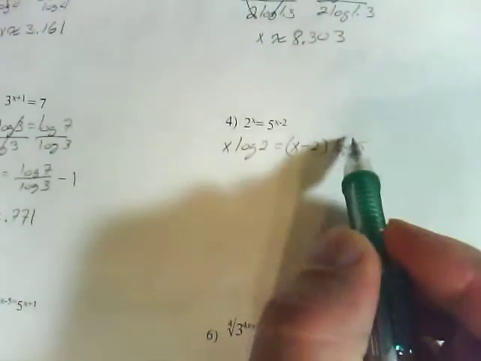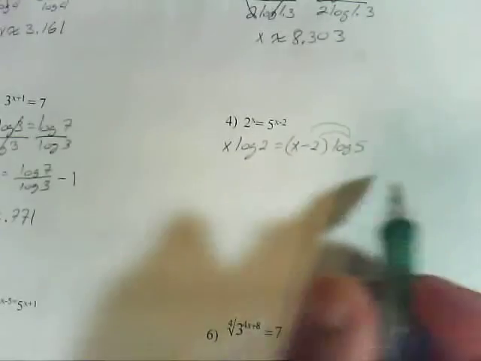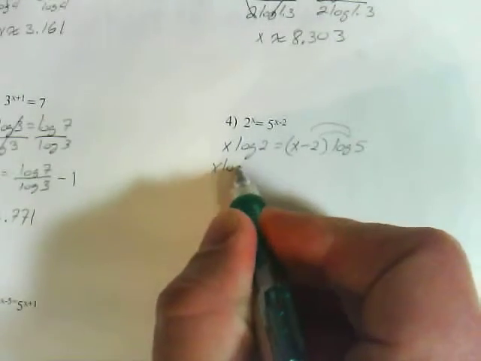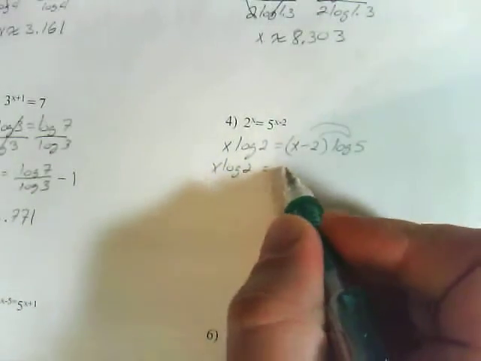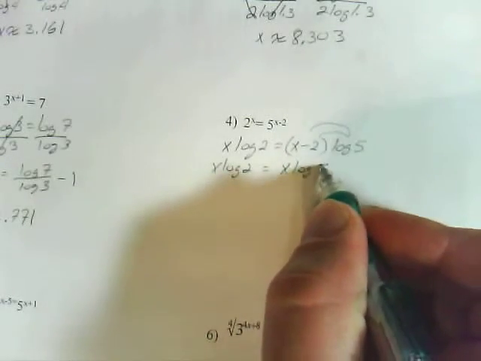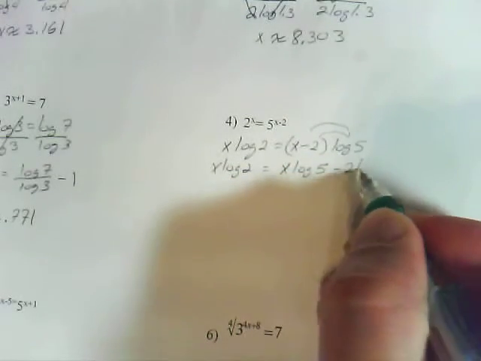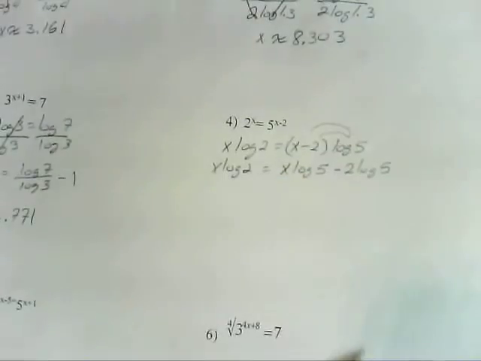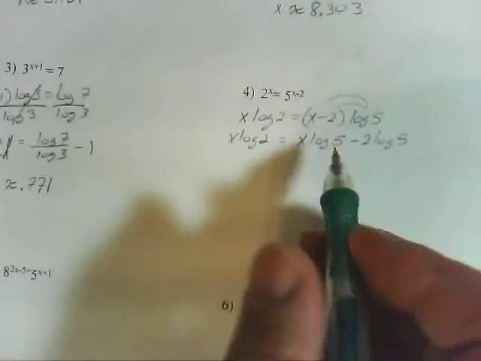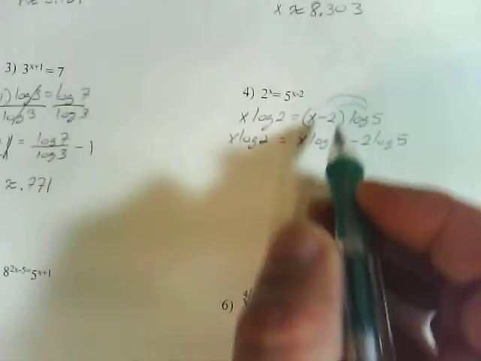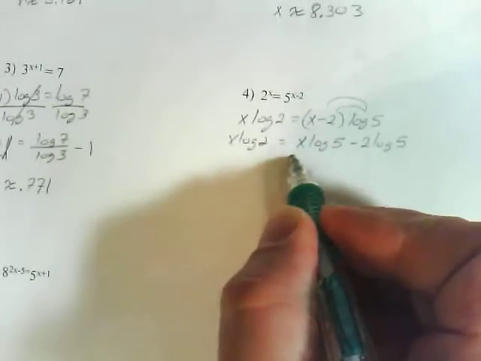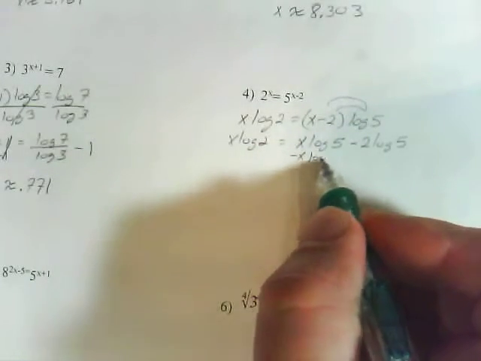So I'm going to try something different. I'm going to distribute this out to both of these. So this becomes x log 2 is equal to x log 5 minus 2 log 5. I have x's on both sides, so I want to get rid of this one, so I'm going to subtract it from both sides.